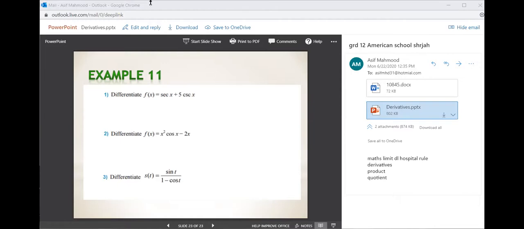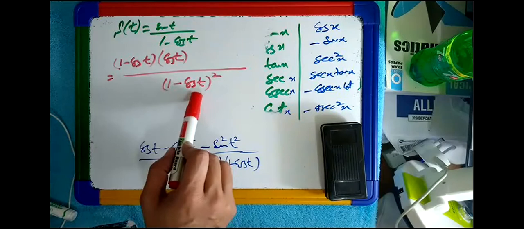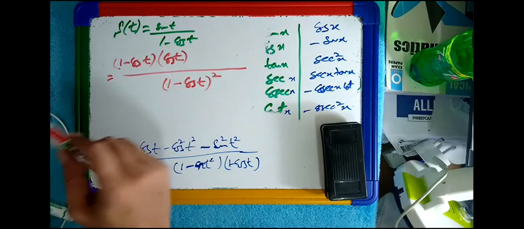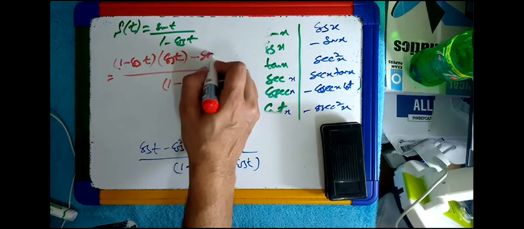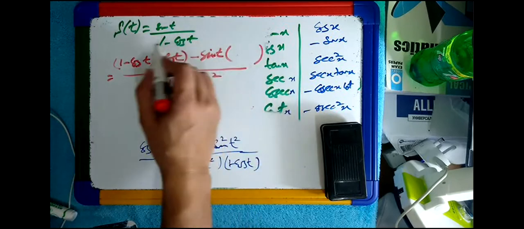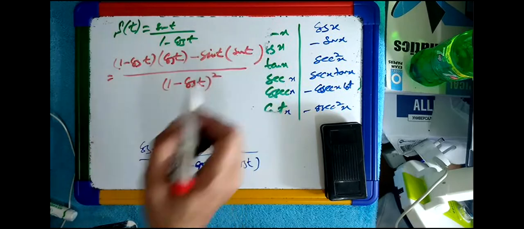Yes. So see, v square. This is v square, v u dash, minus, now u is sin t, sine t, and v dash. V dash means the derivative of sine t, is sin t, right?